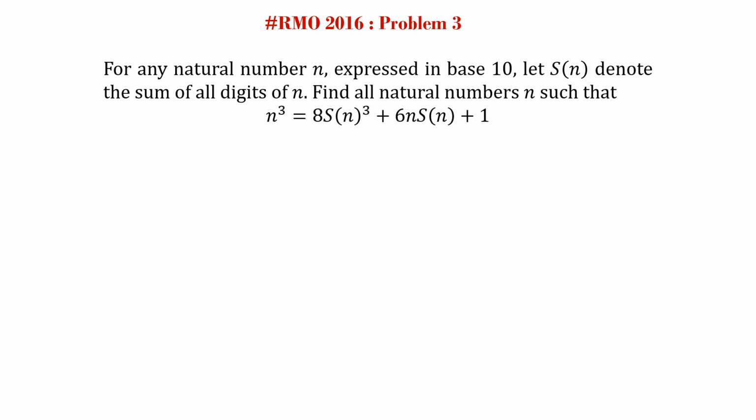For any natural number n expressed in base 10, let S of n denote the sum of all digits of n. For example, if n is 35, then S of n would be the sum of the digits of n, which is 3 plus 5 equal to 8. So that is what S of n means.